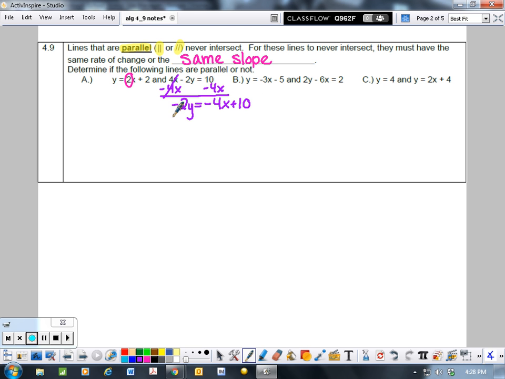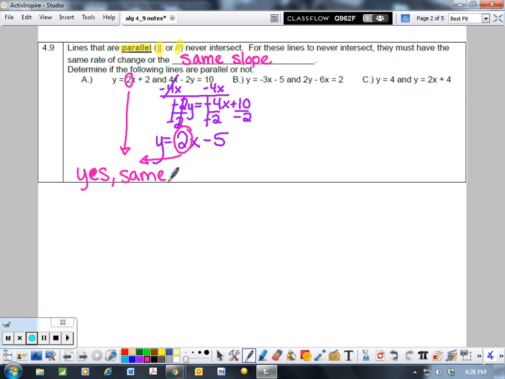And then I divide everything by negative 2. That's going to get rid of the 2 and the negative, so now I have just y. And then over here, the negatives cancel. 4 divided by 2 is 2. And then 10 divided by negative 2 is negative 5. So now I'm comparing the slope of my first line to the slope of my second line. And I want to know, are they the same? And yes, they are. They're the same slope. So the lines are parallel.